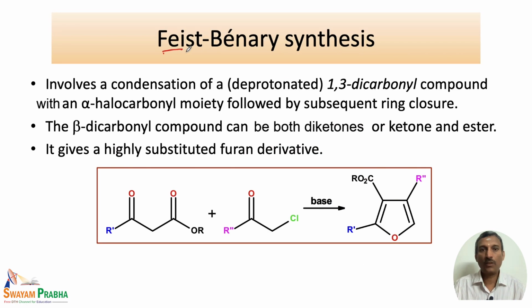The next one is the Feist-Benary synthesis. This is a reaction involving a condensation. Here the condensation happens between a deprotonated 1,3-dicarbonyl compound and alpha-halocarbonyl compounds. This is followed by cyclization or ring closure, and in this case the beta-dicarbonyl compound can be both ketones, or a ketone and an ester. So here we have given the example of a beta keto ester.